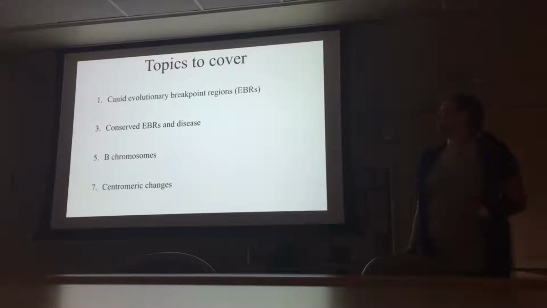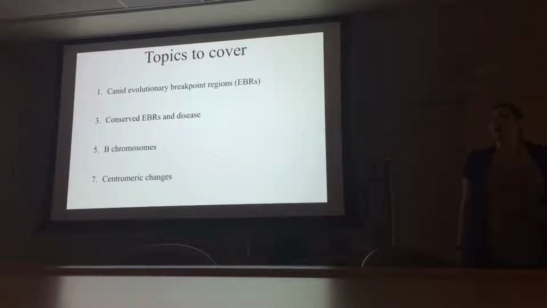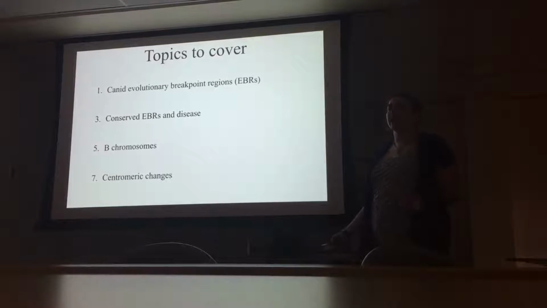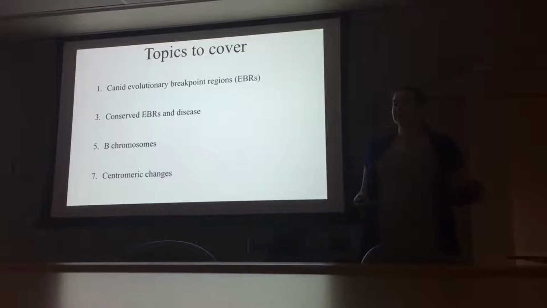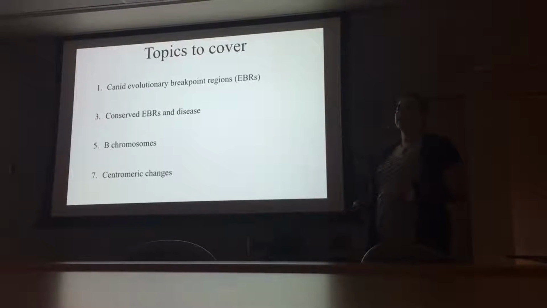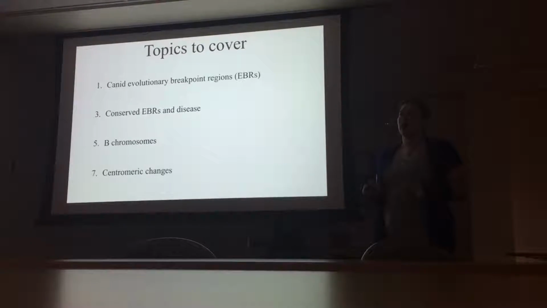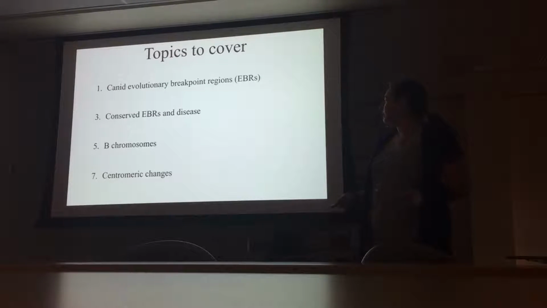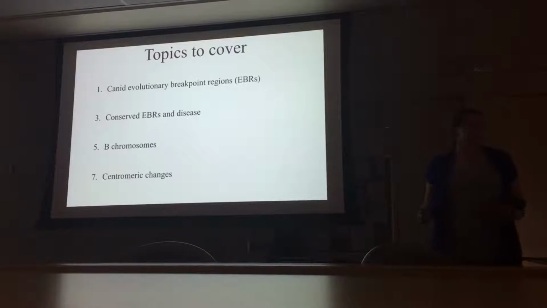about the conserved breakpoints in disease. We'll be talking about the B chromosomes, and these are chromosomes that exist in variable number between animals in the same species, and they also are variable within an individual. So it should be obvious that this is a strange phenomenon. Also, I'll be talking about centromeric changes.